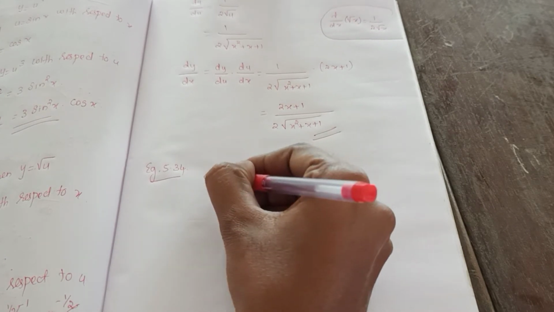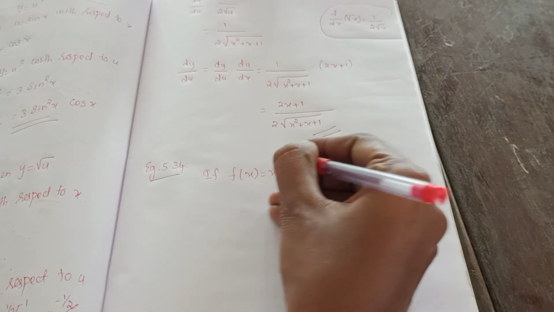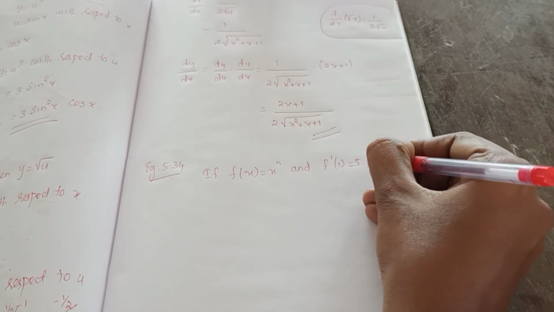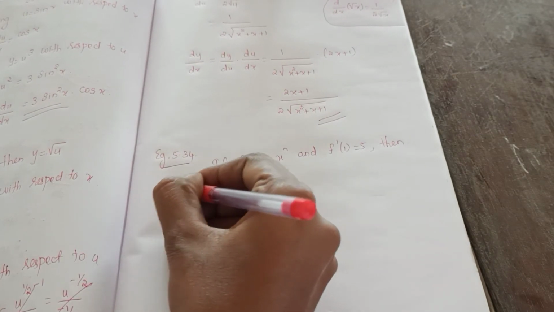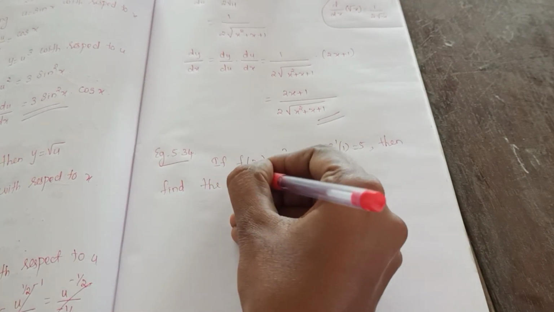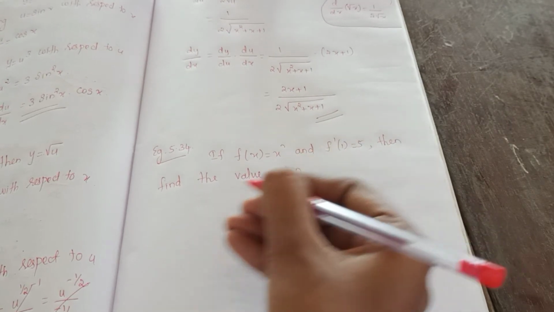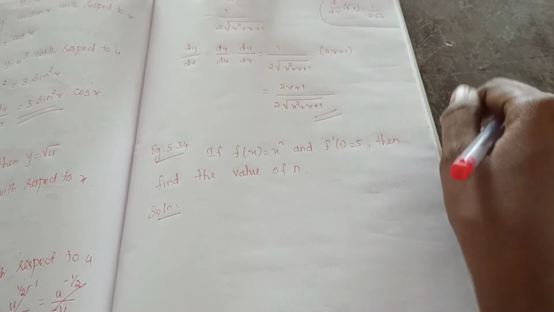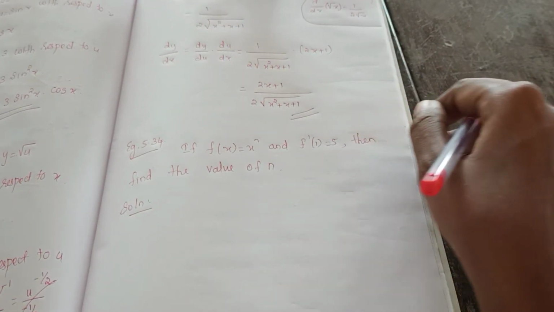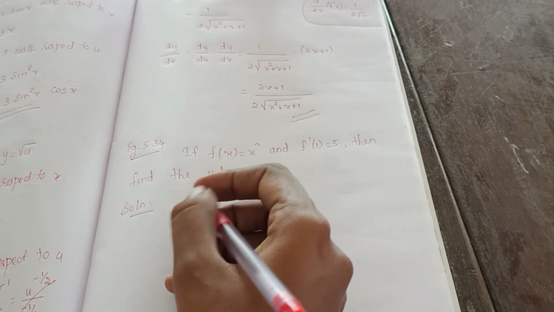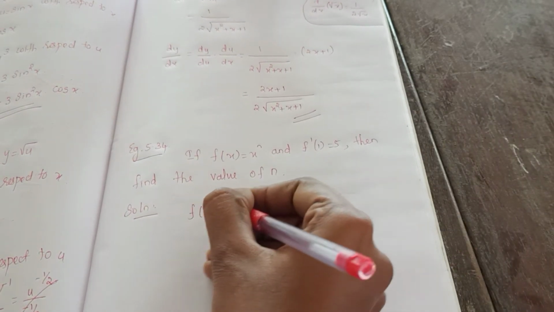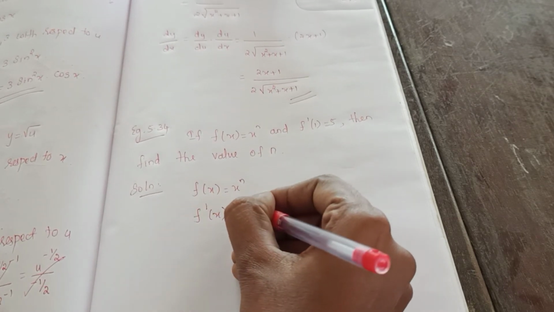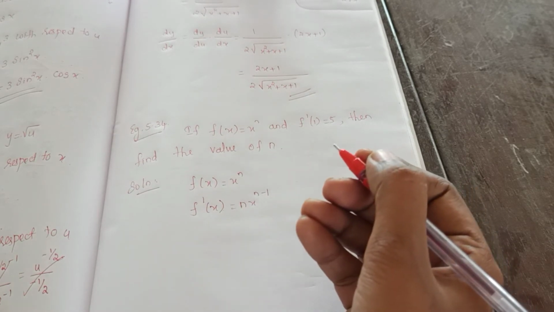If f(x) is equal to x^n and f'(1) is equal to 5, then find the value of n. Solution: so what is the f(x) value? x^n. So f'(x), what will happen? n x^(n-1). This is a formula we know.